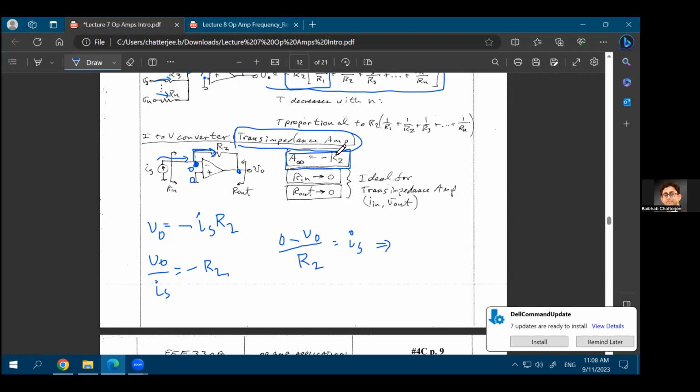But in this case, I'll just come to your question, but let me finish this. That in this case, your output is a voltage, input is a current. So your gain is voltage over current. What is voltage over current? It's a resistance. So that's why you see that your A infinity, the gain of the system, has the same unit of resistance. Okay, question.